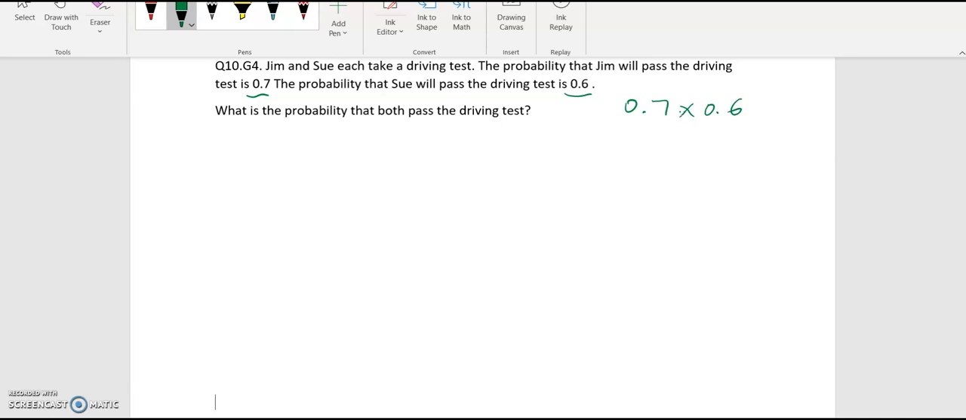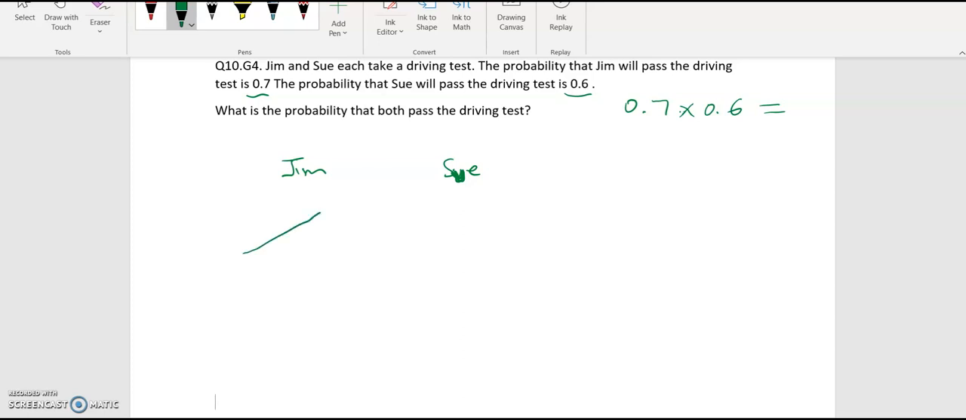But there are other ways you could do this, and I'll go through the tree diagram method, which also explains why we have this. So we have Jim and Sue, and whether one passes does not depend on the other one passing the test. So these are independent events. So if we put Jim here and then Sue, or Sue and Jim, does not really matter. The order does not matter because they are independent.